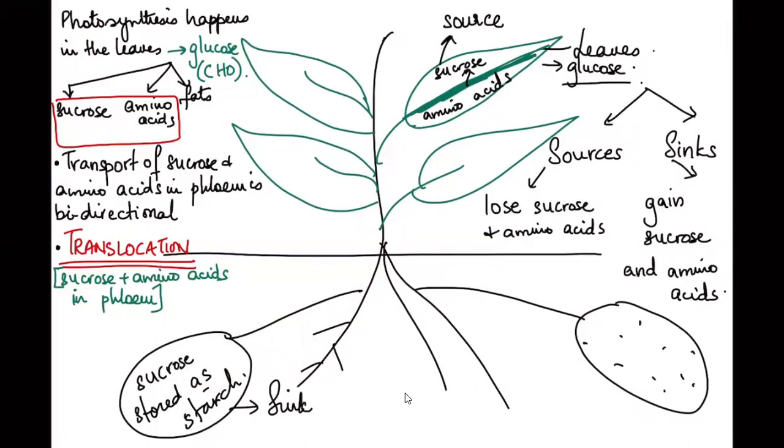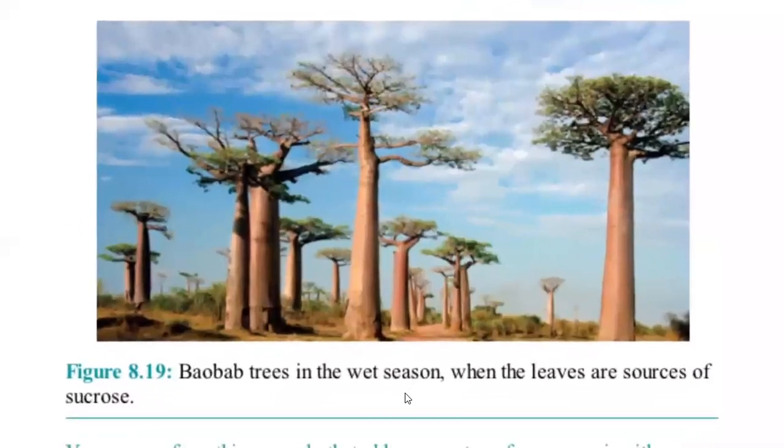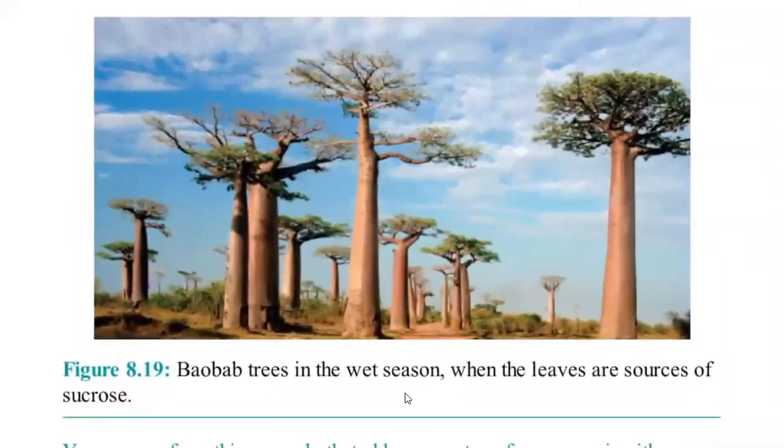How will you determine that in exams? You will have to read the question properly. Okay? This has been mentioned. The example given in your textbook is that of the baobab trees in the wet season. जब बारिश होती है तो the leaves become the sources of sucrose. They are full of sucrose. They are sources. So all the sucrose will be translocated from the leaves to the stem and the roots और जो भी है. ठीक है? ये तो हो गया typical situation in the wet season.